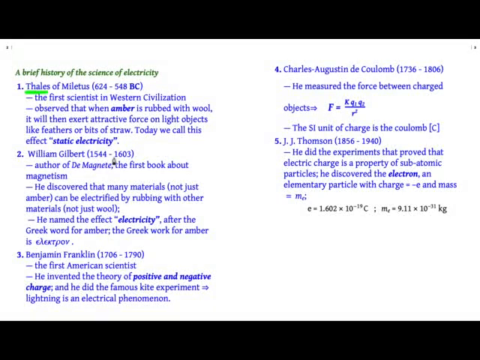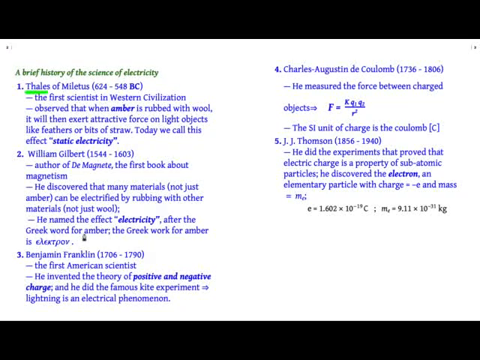He lived 1544 to 1603. And he wrote a large book, De Magnete, written in Latin, the first book about magnetism, where he showed that the Earth is a big magnet. But Gilbert also discovered that many materials, not just amber, can be electrified by rubbing with other materials, not just with wool. So amber rubbed with wool produces a certain effect, and many other materials can show that same effect. And he named the effect electricity. So that's where we get the word electricity in the English language. It was a word chosen by William Gilbert.